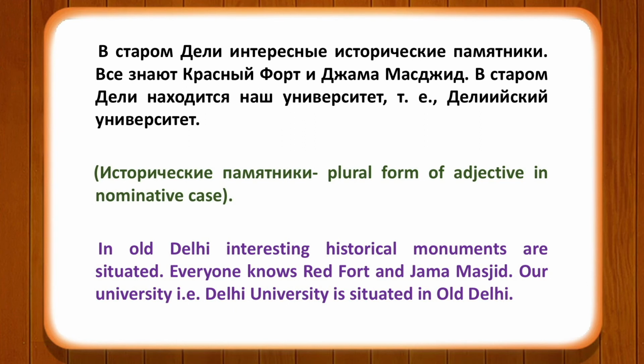В Старом Дели находится наш университет, то есть Делийский университет. We have already discussed the verb nakhodit'sya earlier in the previous module. So I hope you will remember. So nakhodit'sya also conjugates in third person, singular and plural. So Staram Delhi in old Delhi, nakhodit'sya, nash universitet, our university, that is Delhi University. Or you can say our university, that is Delhi University, is situated in old Delhi.